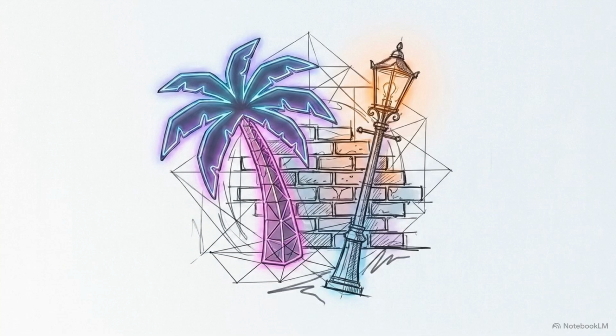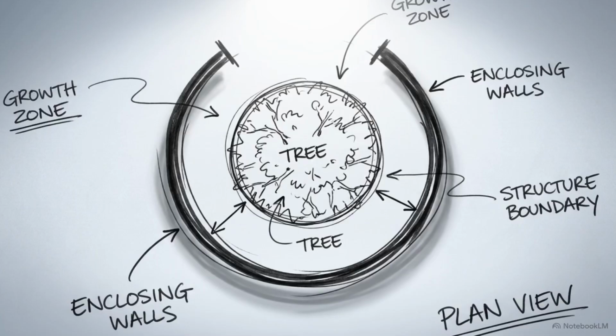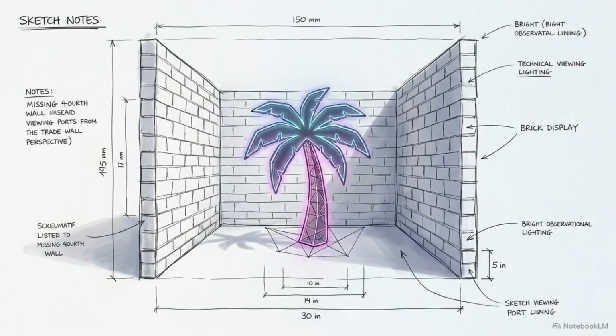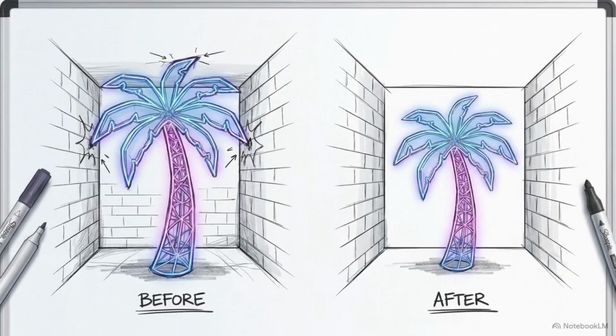When importing multiple models, they may overlap at the center of the scene. You can prevent this by providing explicit spatial descriptions in your prompts. For example, tell Claude to enclose the tree with 3 brick walls of the same height, leaving one side open to act as a viewing port. Natural language can also execute exact mathematical changes. You can instruct the AI to decrease the scale of the tree by exactly 20% to fit the alleyway better.